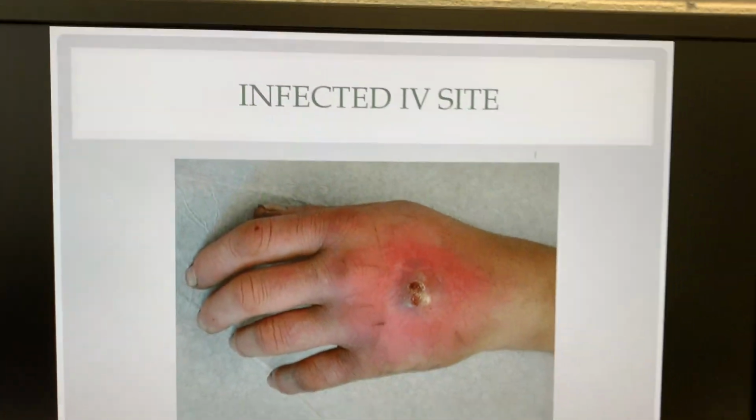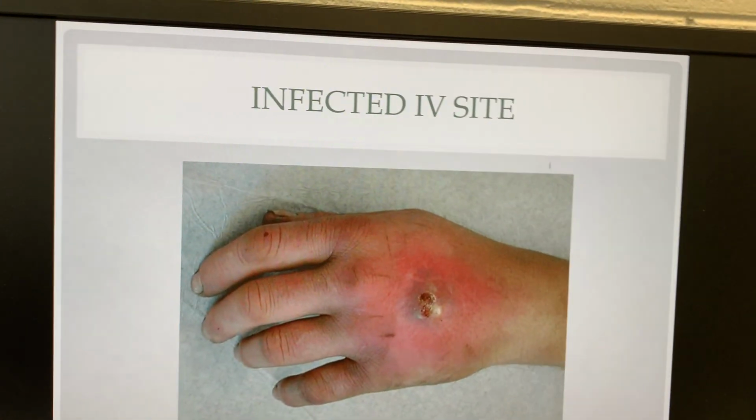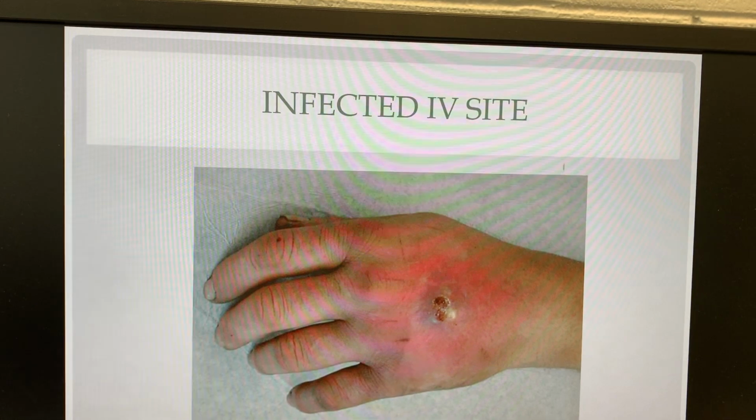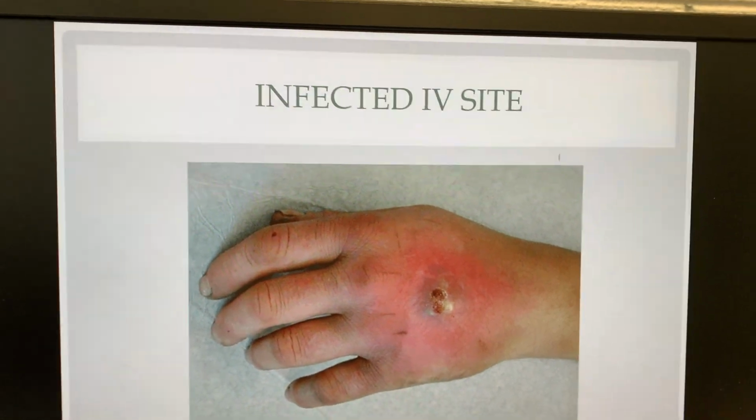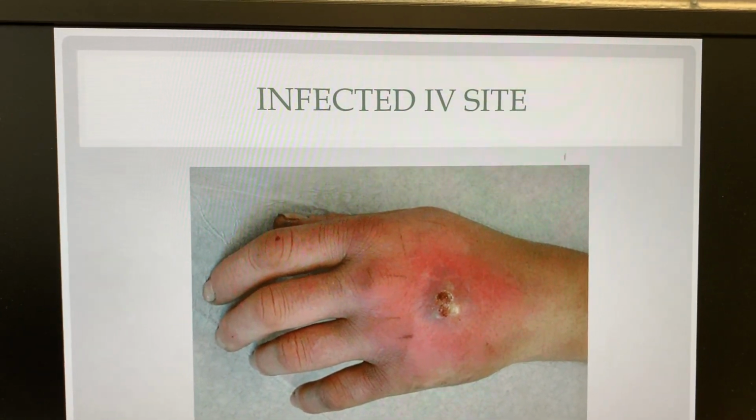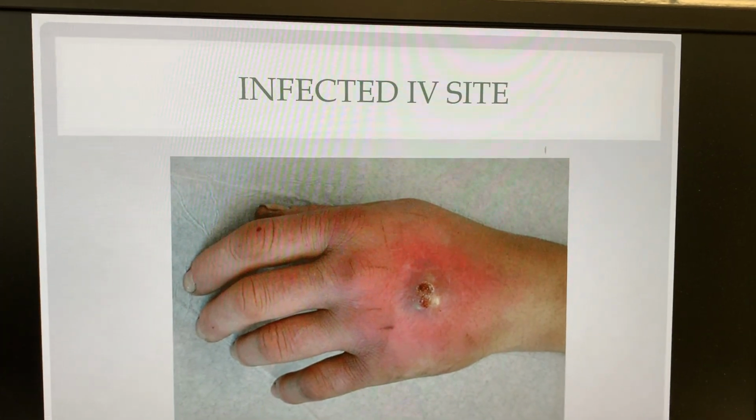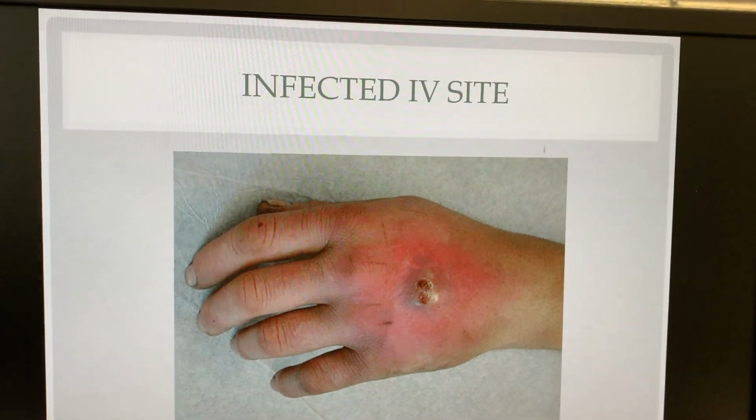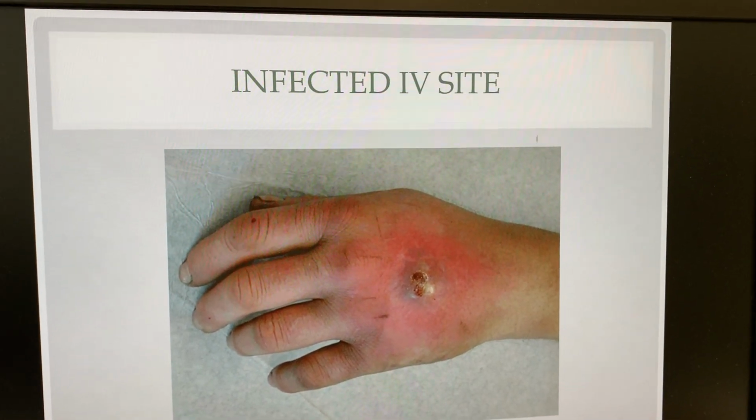This is what you might see with an infected IV site. Notice the concentration of redness, the kind of pussy looking appearance. If you touch this, you would feel heat from all the white blood cells and macrophages collecting around that area to clean up that infection.